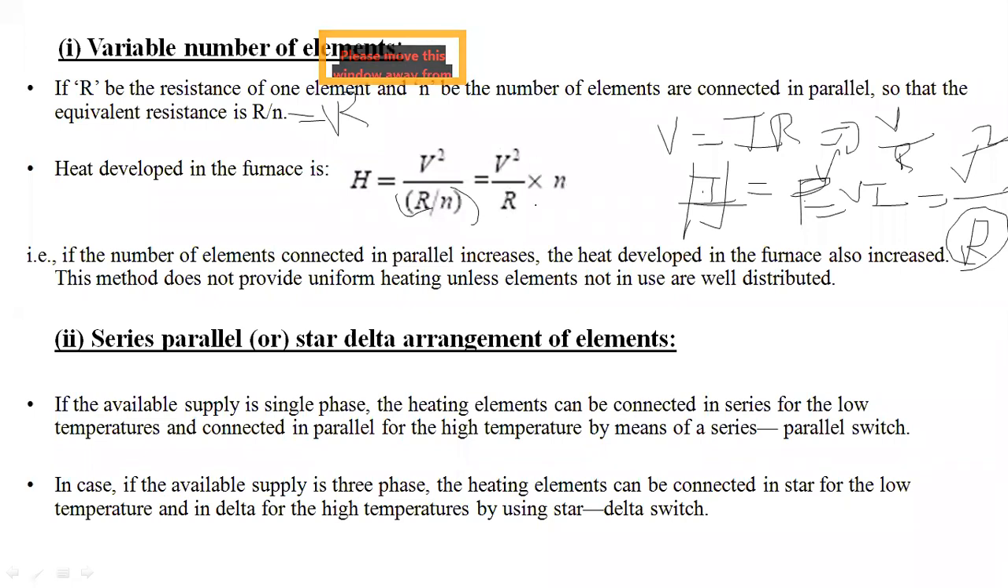Here n is the number of elements, R is the resistance of one element, and V is the supply voltage. We take the square of the supply voltage. Here one thing we have to note: why are we going to connect it in parallel? The main purpose of the parallel connection is that the heat developed in the furnace is going to be increased.